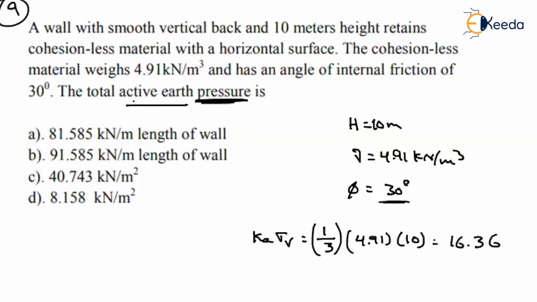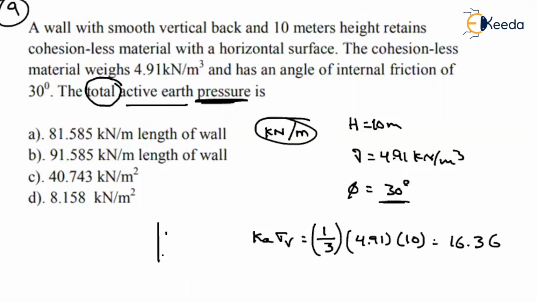So what they're asking is the total active earth pressure. If they are asking for total active earth pressure, that means what will be the unit? Your unit will be kilonewton per meter.